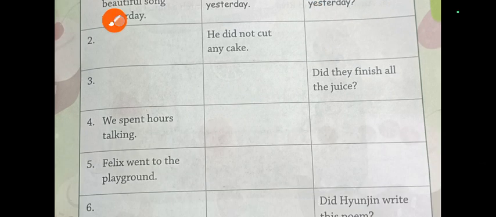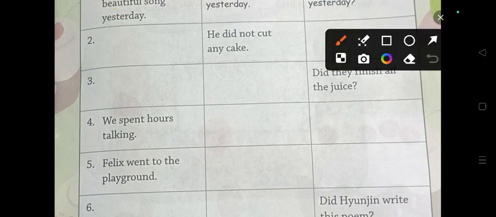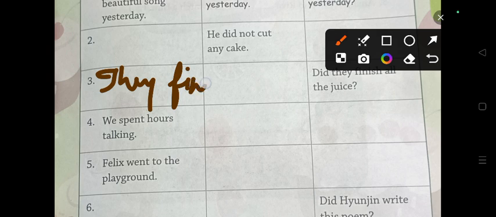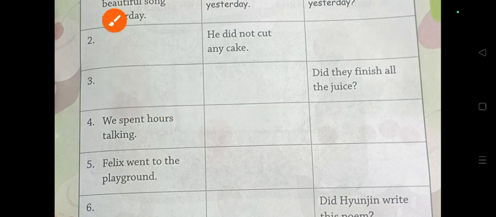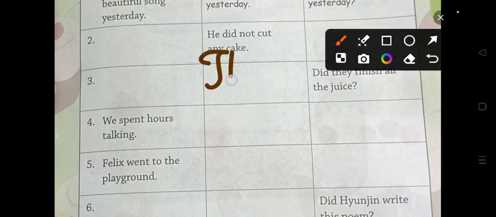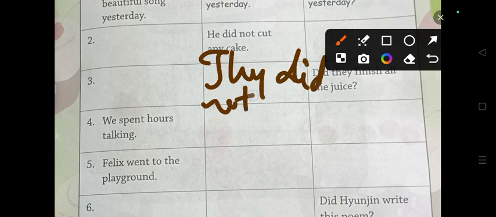Now look at here. Did they finish all the juice? So you can write here they finish all the juice. So the next is they did not finish. They did not finish all the juice.